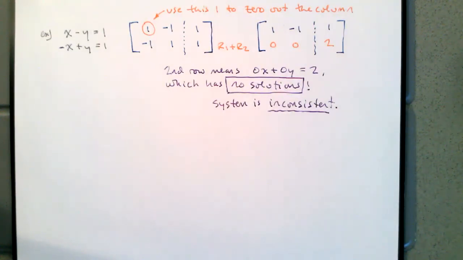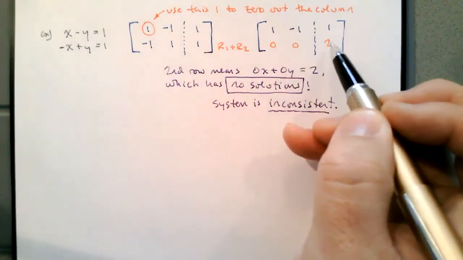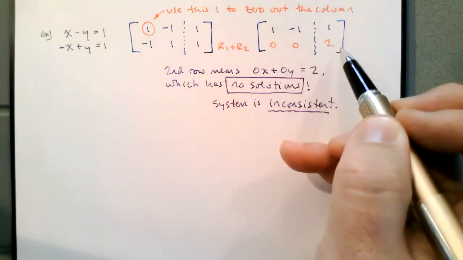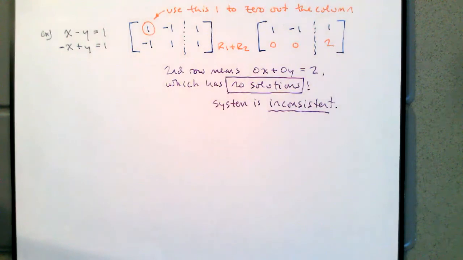Let's look. So here's some shenanigans that happened. My coefficients zeroed out, but I still had a number over here. And so this means an inconsistent system. This can't happen. Let's look at our other example and see what kind of shenanigans we get up to there.